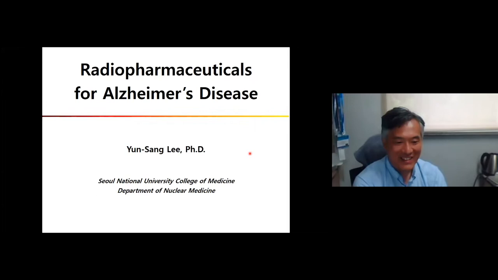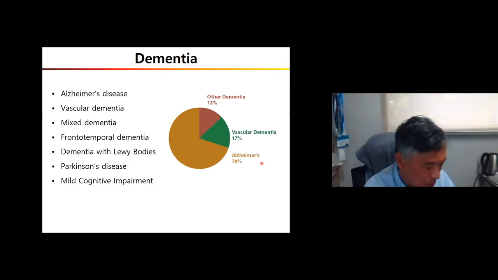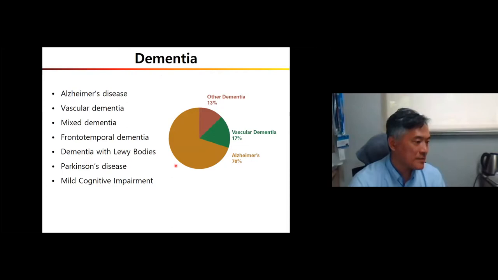Anyway, we can start with the radiopharmaceuticals for Alzheimer's disease. Before starting, Professor Yugyeong Kim at Borame Hospital gave me her presentation file for this presentation, and several slides are modified from her file. As Professor So mentioned, dementia is a major neurodegenerative disease in the human race. Alzheimer's disease is the most common type of dementia, and other types of dementia also occur.